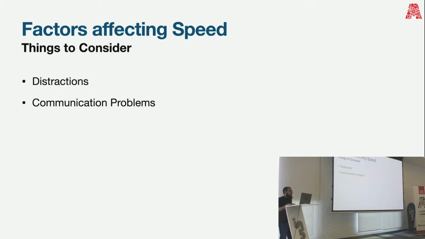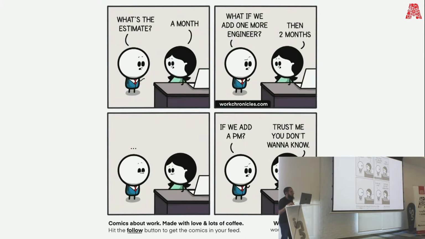A second factor is communication problems. Again, to illustrate, I'll use this comic where he's asking, what's the estimate? A month? What if we had another engineer? Then 2 months? What if we had a PM? You don't even want to know. Again, a bit too much in terms of the joke factor, but there is some reality based in this.